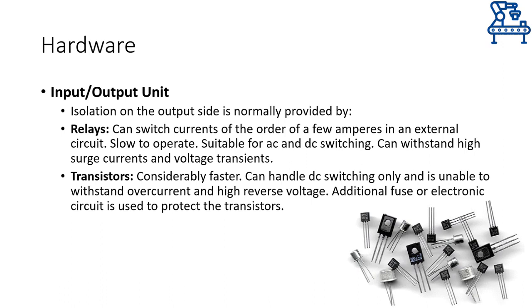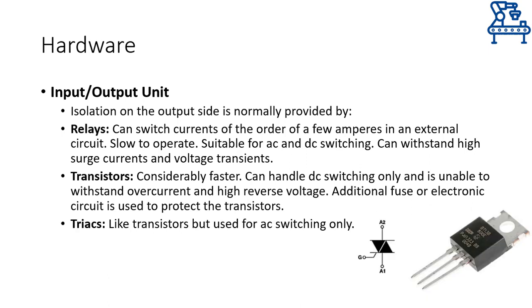The second isolation component that is normally used is a transistor. Transistors are considerably faster as there is no mechanical movement involved. However, they are not as rugged as relays. The transistor IC may burn up easily due to surge current and high voltages. Therefore, normally fuses are installed in series with such isolators to protect them in case of emergency. A device similar to a transistor called a triac is used for isolation of AC circuits because transistors are only used for DC circuits.